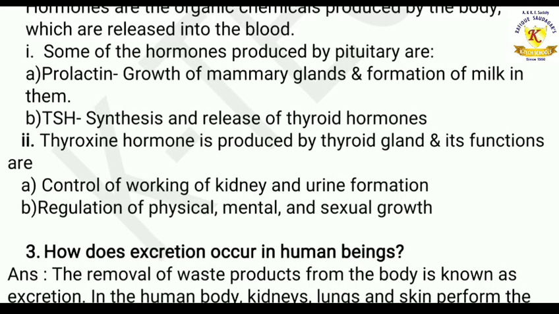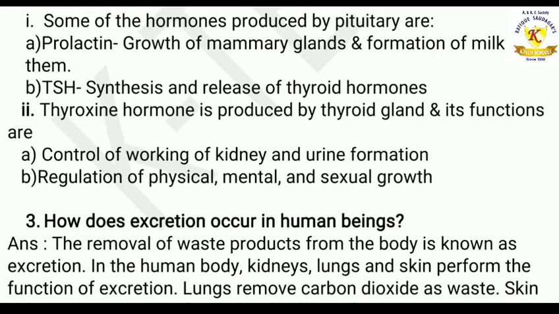Some of the hormones produced by pituitary are prolactin, growth of mammary glands and formation of milk in them. TSH, synthesis and release of thyroid hormones. Second, thyroxine hormone is produced by thyroid gland and its functions are control of working of kidney and urine formation, regulation of physical, mental and sexual growth.